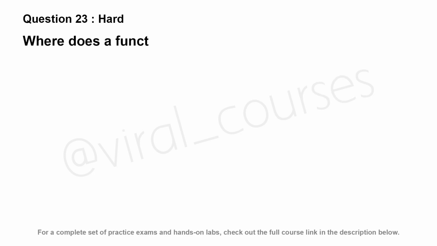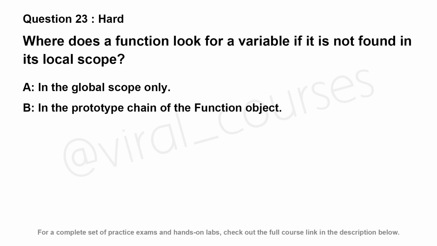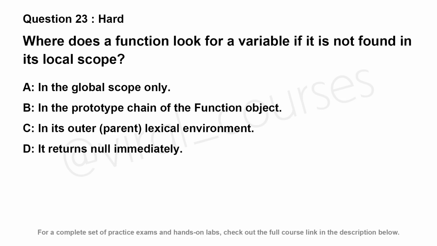Where does a function look for a variable if it is not found in its local scope? Option A. In the global scope only. Option B. In the prototype chain of the function object. Option C. In its outer, parent, lexical environment. Option D. It returns null immediately.